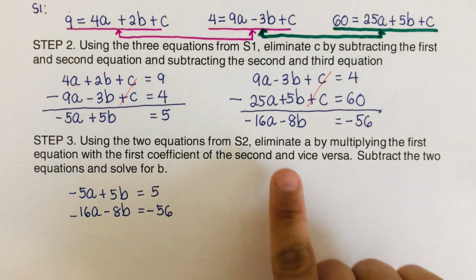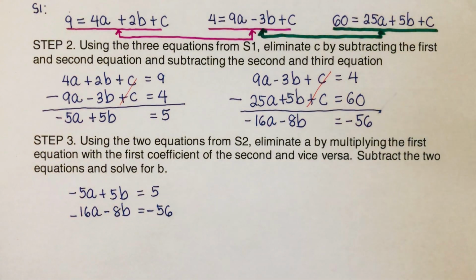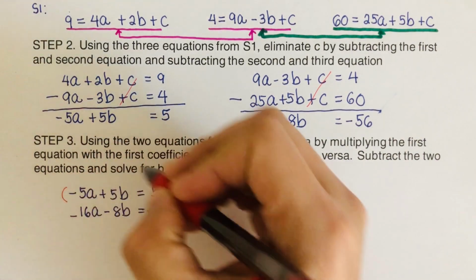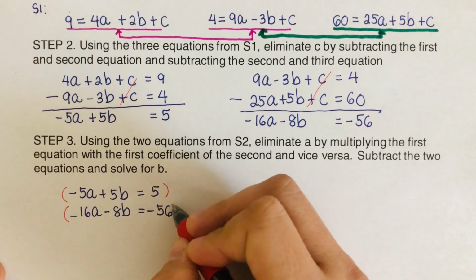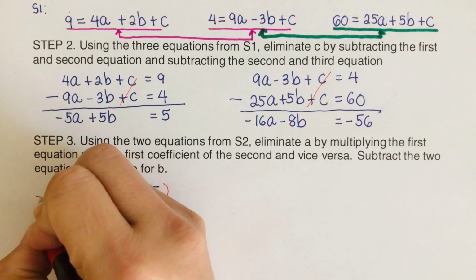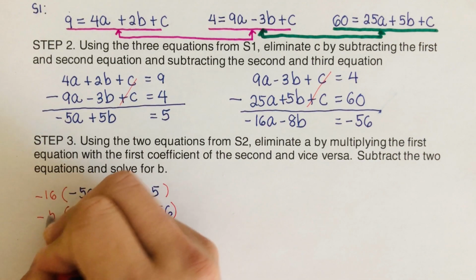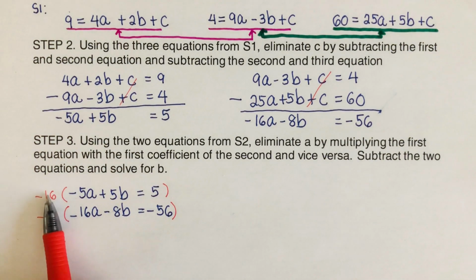Now, the next step here is to eliminate a by multiplying the first equation with the first coefficient. So I'm going to put both of them inside parentheses. Whatever is the coefficient of the second one, the first number that we have here, I will multiply it to the first. So that would be negative 16. And then the first coefficient that we have here is negative 5, so I will multiply this by negative 5. Pretty much whatever this number, multiply it to the first. Whatever this number, multiply it to the second equation.